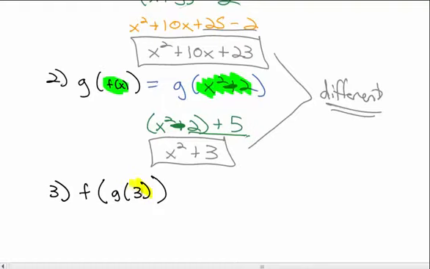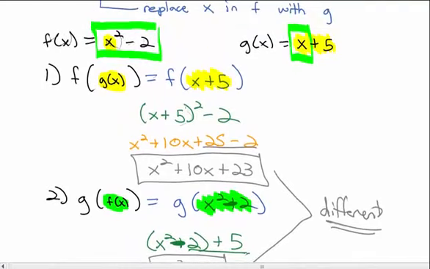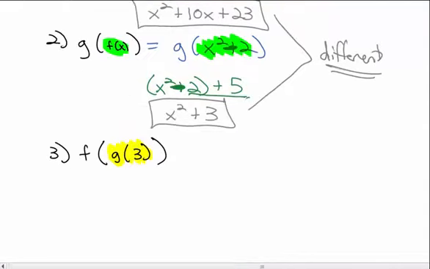And on the inside we see this g of 3. Essentially what it's asking us to do is go back to g and find 3 plugged into that. So g of x is x plus 5. So we're going to do g of 3 is 3 plus 5, or 8.